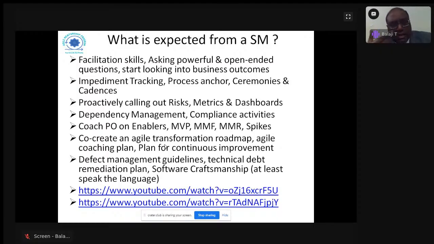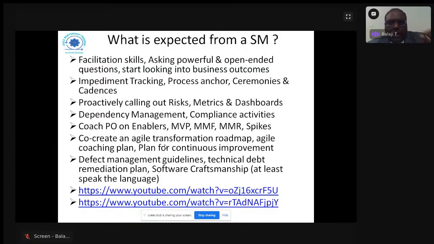If you go by Lyssa Adkins' book, she clearly says the Scrum Master is an impediment removing person. The Scrum Master is an improvement enabler. And see, it's a very powerful word. Improvement enabler means a person who is enabling you to improve. And Lyssa Adkins also says collaboration conductor. So these are some of the words. When you hear those words, you can resonate with what is expected from a Scrum Master.